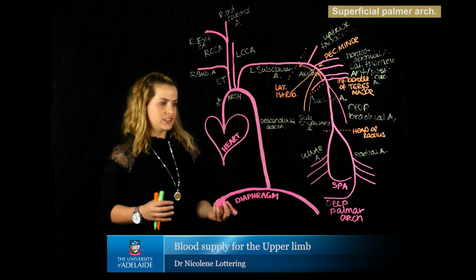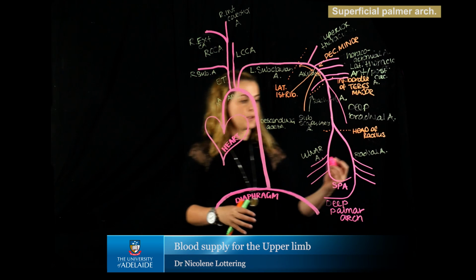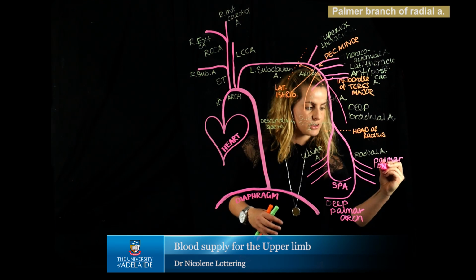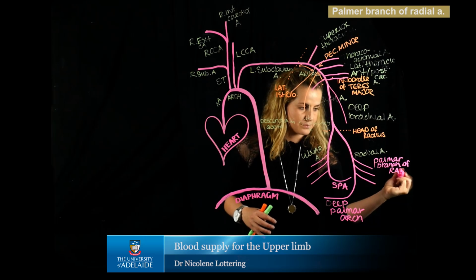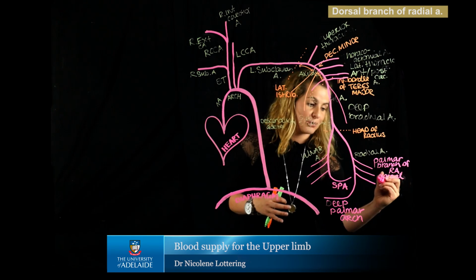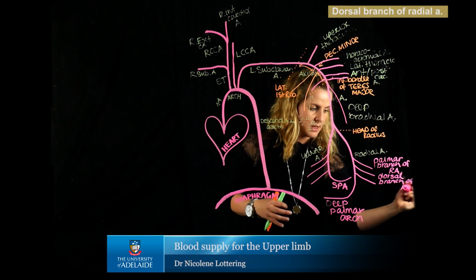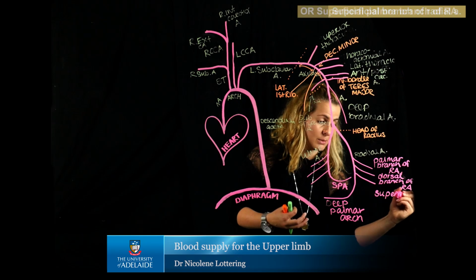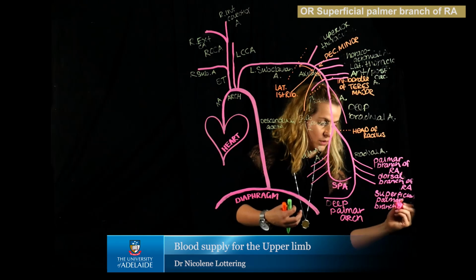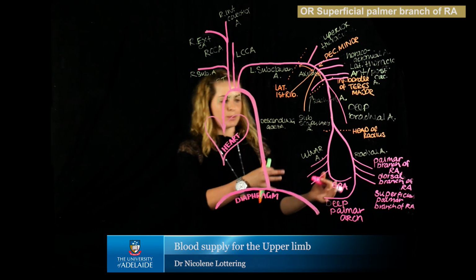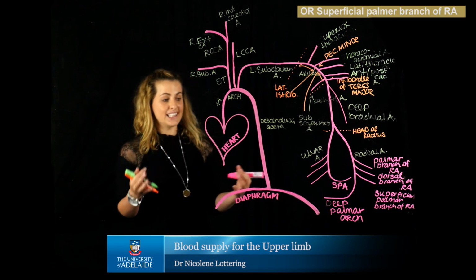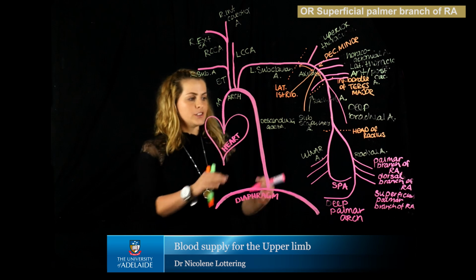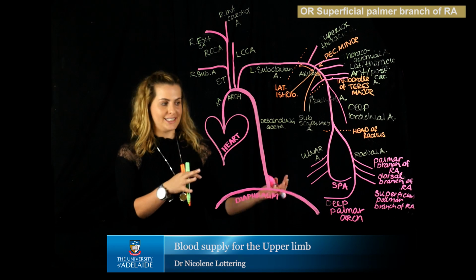So the distal collateral branches then, if we start with the radius first, we have the palmar branch of the radial artery. We then have the dorsal branch of the radial artery. And then we also have what's called the superficial palmar branch of the radial artery. So the superficial palmar branch of the radial artery is actually going to anastomose with the superficial palmar arch, which is then stemming from the ulnar artery. So on the other side, it's fairly simple. It's pretty much mirroring the same thing.